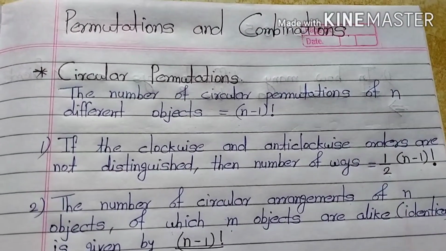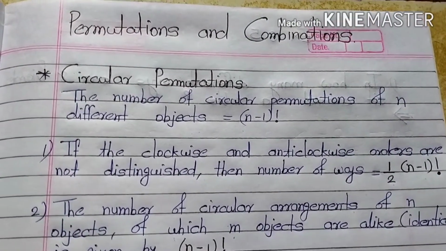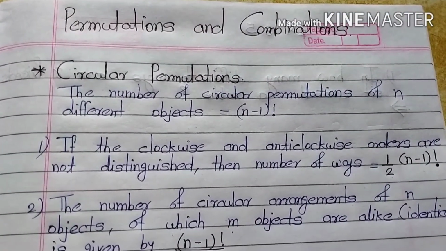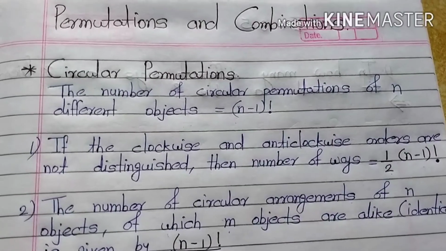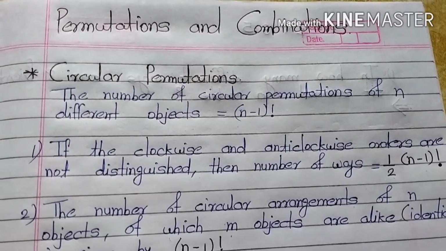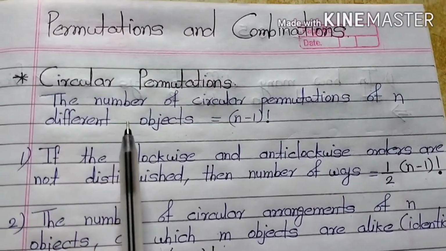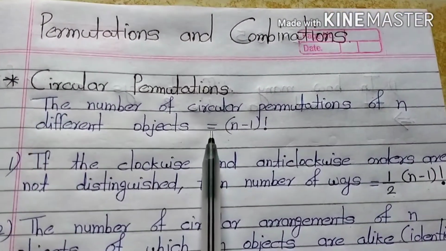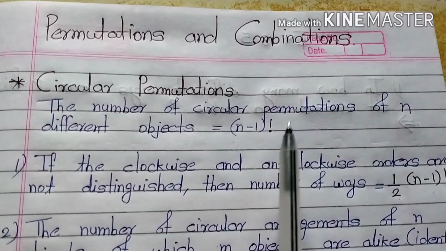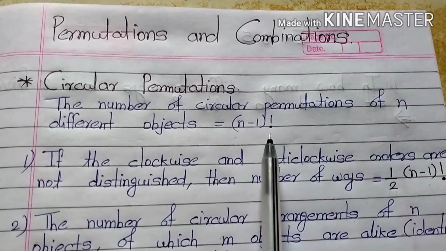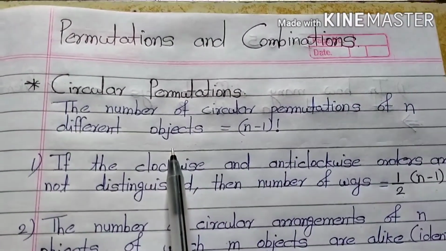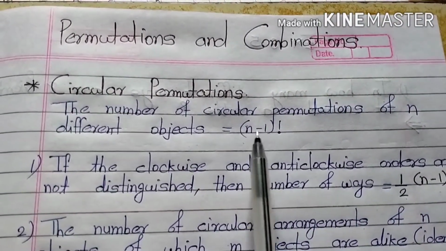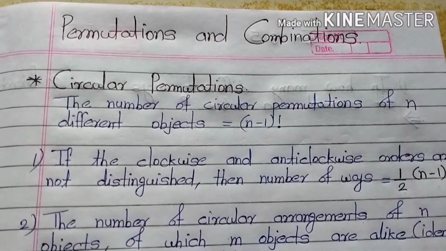So what is circular permutation? The arrangement in a circle is called circular permutation. And this circular permutation is given by one formula, that is, the number of circular permutations of n different objects is equal to (n minus 1) factorial. If there are 4 different objects, then the circular permutation is 4 minus 1, that is 3 factorial.